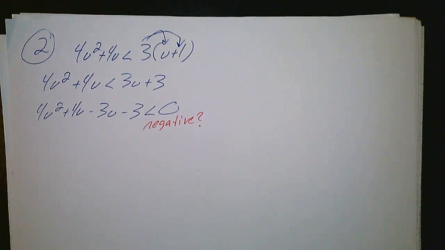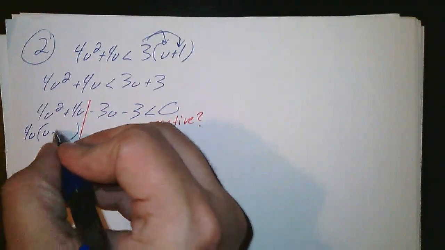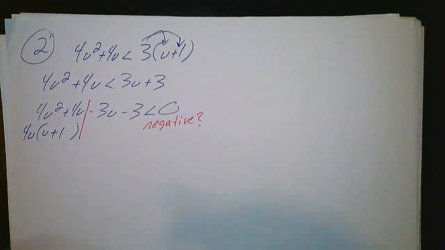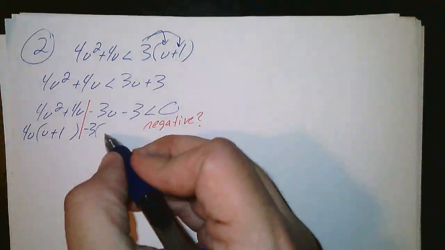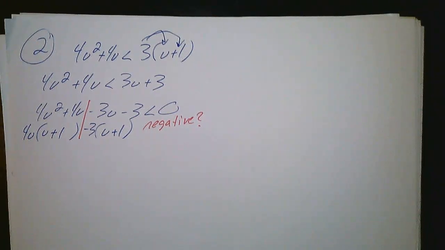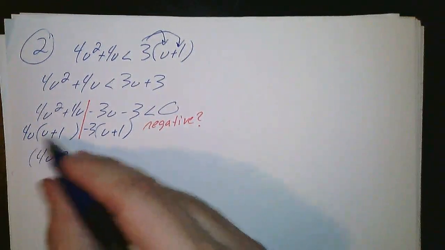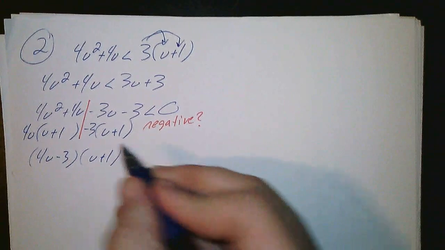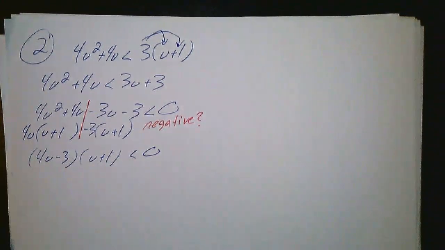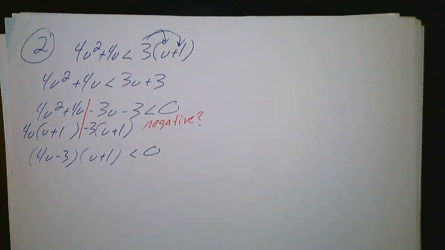So we have 4 terms. It's time to factor by grouping. Factor out a 4u, leaving us with u plus 1. Factor out a negative 3, leaving us with u plus 1. So our factors are 4u minus 3 and u plus 1. Where is this function less than 0?